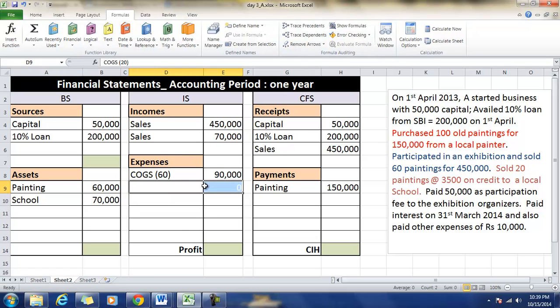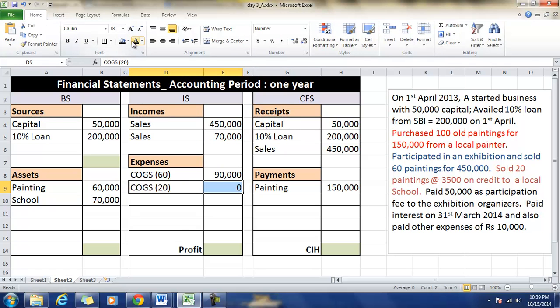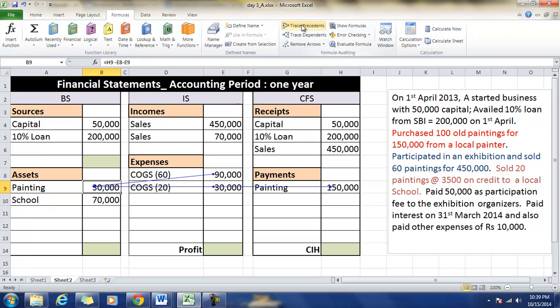But whenever there is a sale, there has to be cost of goods sold. We are selling 20 paintings, so the cost of goods sold is 20 at the rate of 1,500, so it is 30,000. We can see that 20 into 15, as a result the value of paintings has come down from 90 minus 30, so it is 60,000.